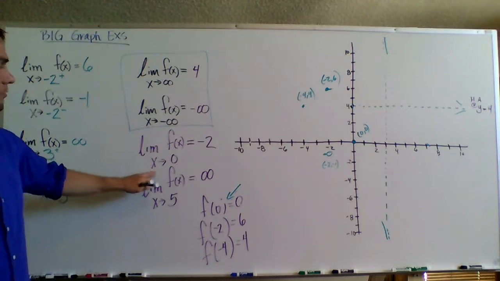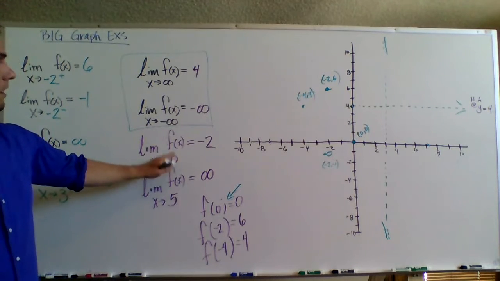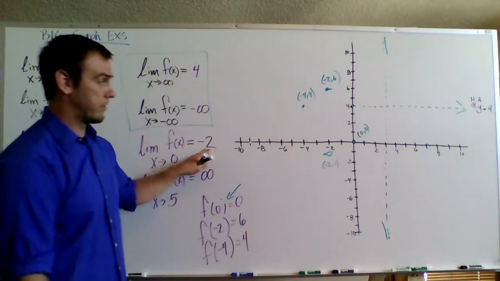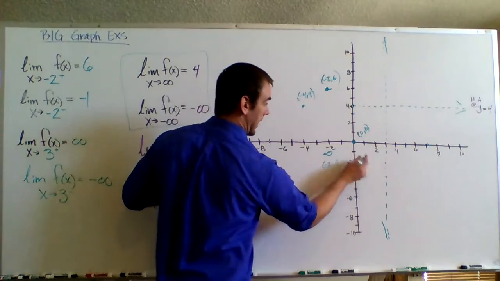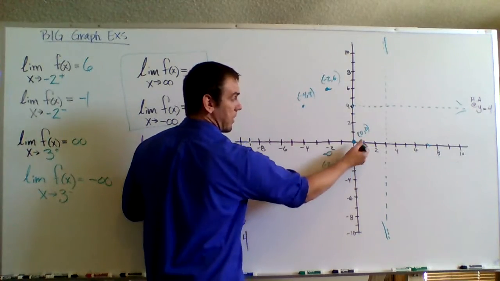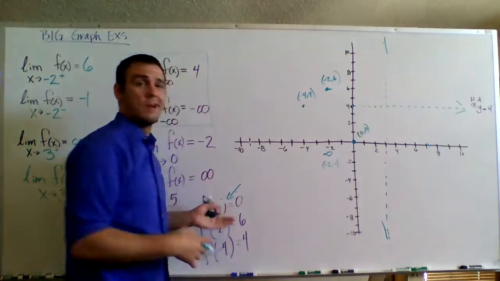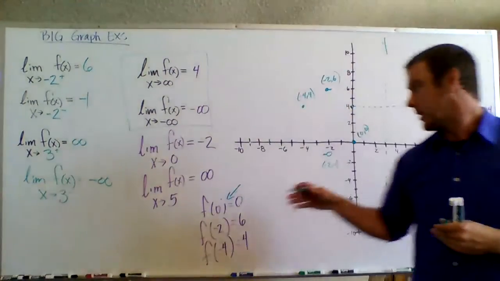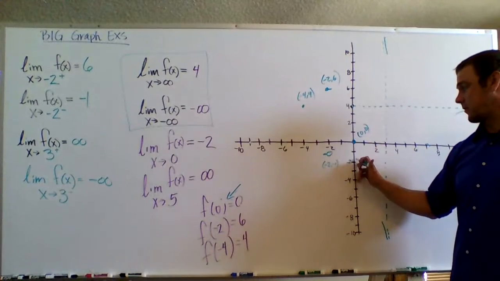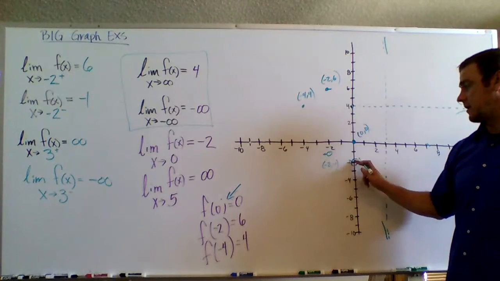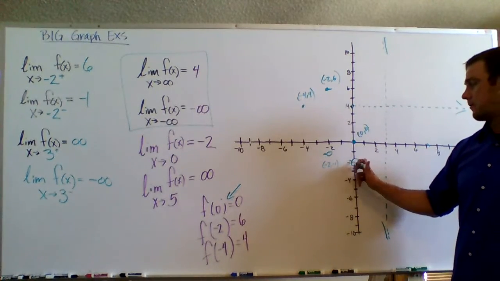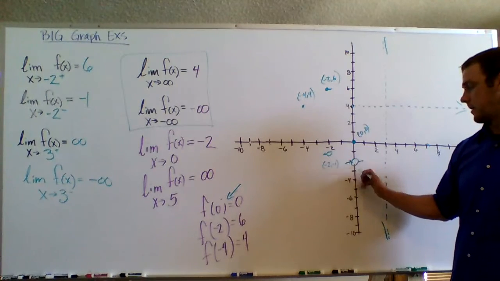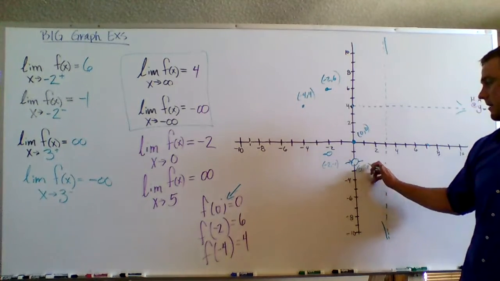Here we have as x approaches 0, our y value approaches negative 2. Okay, so as x gets closer and closer to 0, we already have a point there at 0, 0. But that doesn't mean the limits have to be approaching it. In fact, it's going to be approaching negative 2, so we're going to need to put an open dot here at negative 2, and we're going to approach that from the left side and the right side, 0, comma, negative 2.